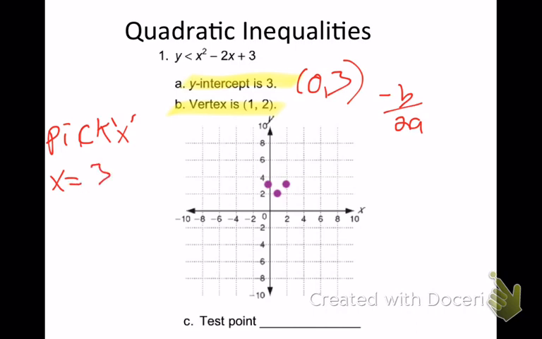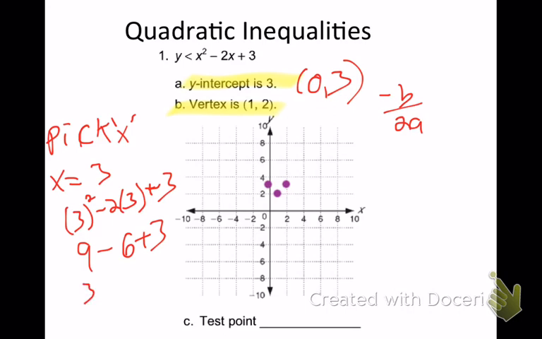So I plug in 3. So I have 3 squared minus 2 times 3 plus 3. 3 squared is? 9. Thank you. 2 times 3 is? Plus 3. 9 minus 6 plus 3 is? 6. So I get the coordinate 3, 6. So I plot 3, 6. And then I plot the reflection over there. Great. Now I kind of see that's truly curved.